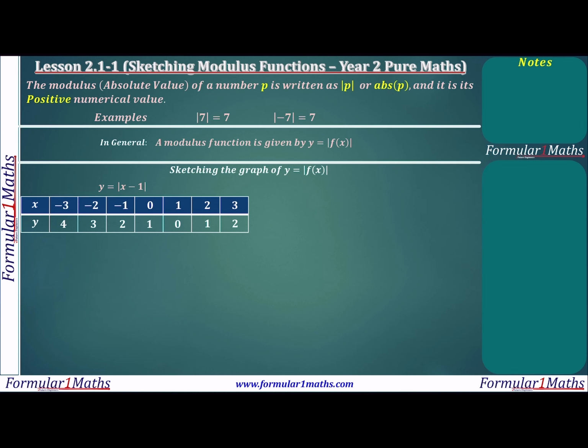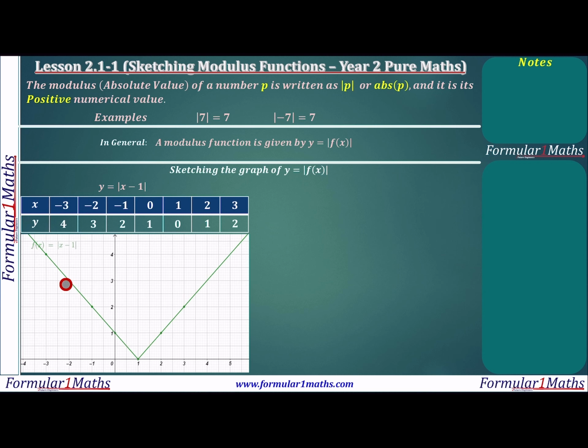Then if I plot these points on a graph, I'll get the following graph. As you can see, when x is minus 3, we get y to be 4. When x is minus 2, y is equal to 3, as shown here. And for this point here, when x is 3, y is 2. And so that's the graph we get. Generally, we get a V shape like this one.